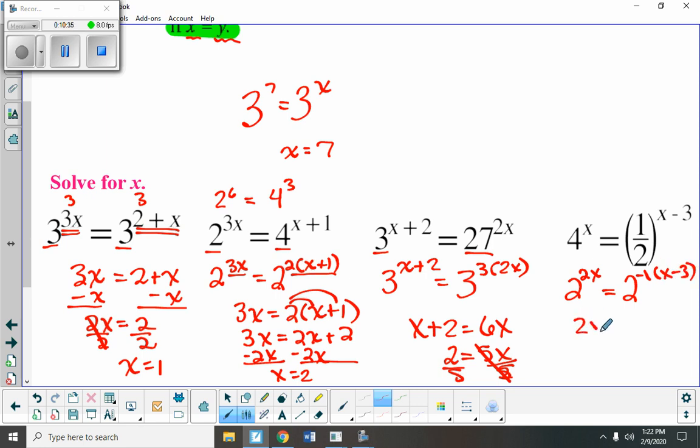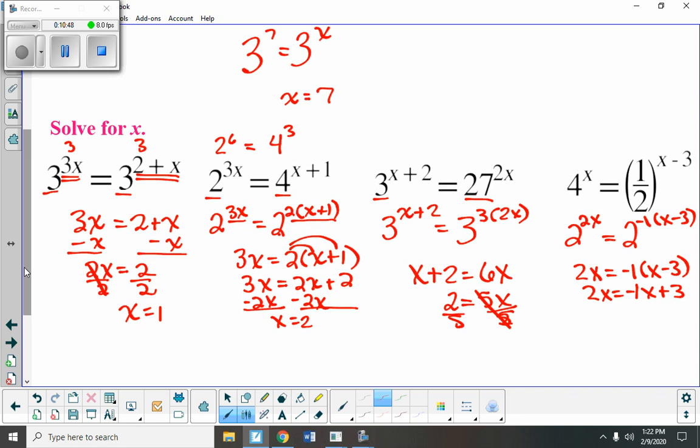Now we set the exponents equal to each other. And then we need to use the distributive property. And then we'll solve for x. So we have to add x to both sides. So we have 3x equals 3, divide by 3, so x is equal to 1.